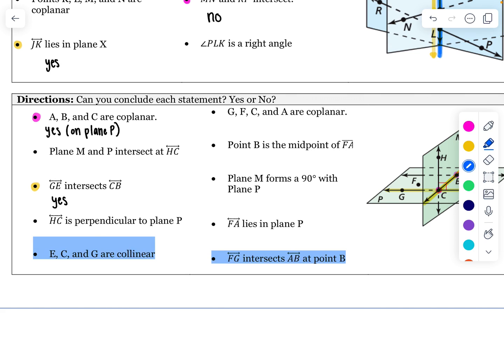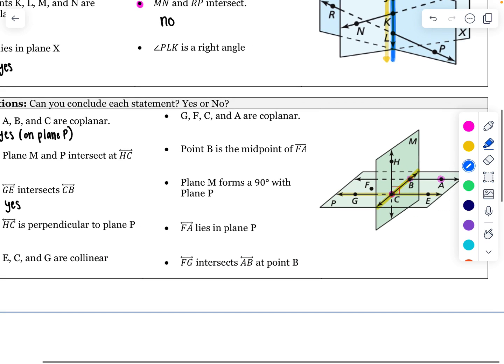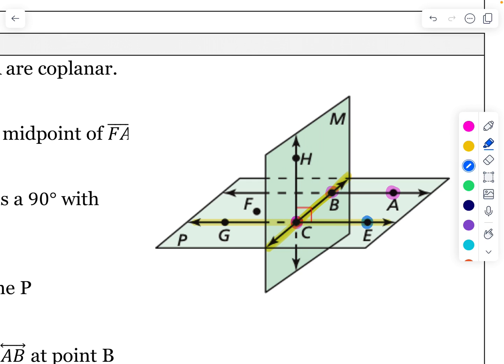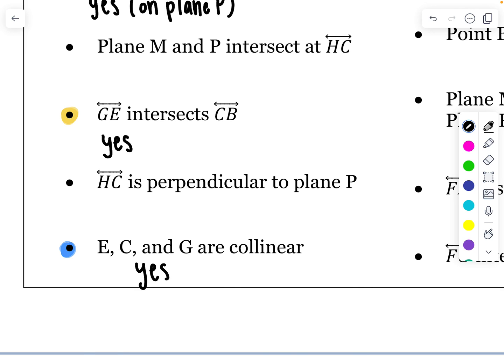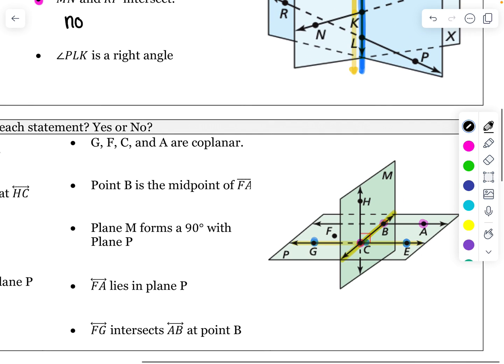Next one, EC and G are collinear. That is going to be a yes, because they already have a line drawn straight through them. G, F, C, and A are coplanar. If I go look at G, F, C, and A, those are all on plane P, so I can say yes.